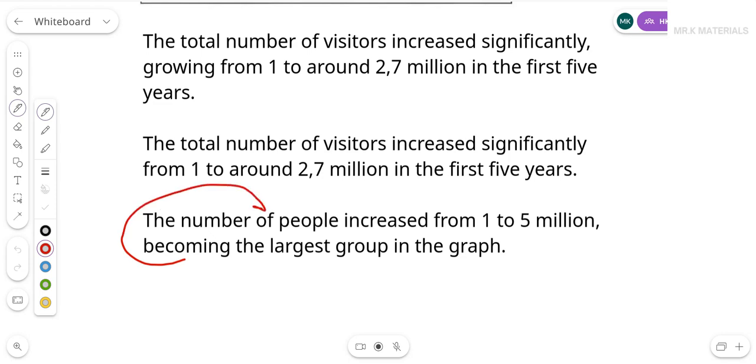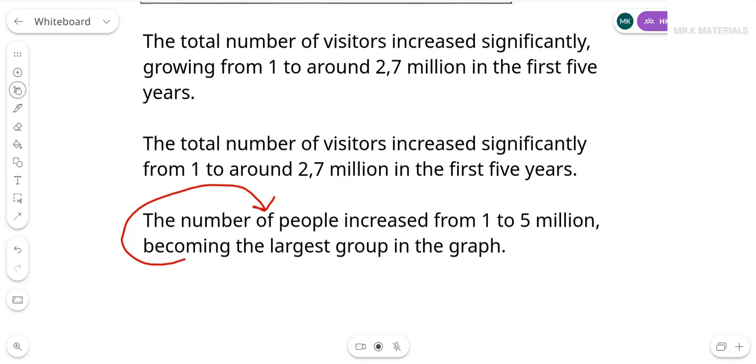The number of people is my main subject. What can people become? They can become a group. Some people write becoming the largest number, becoming the largest figure, or category. People cannot become a number or category. So always make sure that apart from grammar, your sentence also sounds natural and it just makes sense.